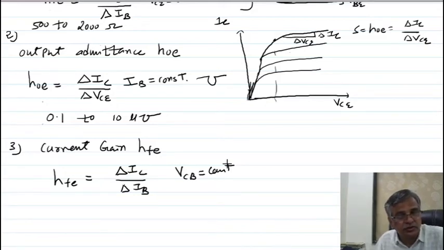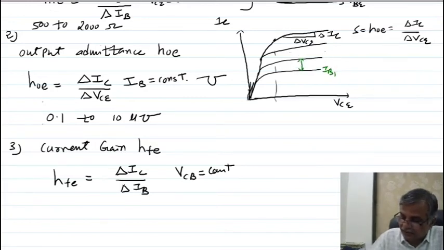HFE is the ratio of change in collector current to the corresponding change in base current for a constant value of collector base voltage. This is obtained from the output characteristics. Here I am showing you. You find this difference. Say this is IB1, say IB2, this is delta IB. So delta IB is nothing but IB2 minus IB1.